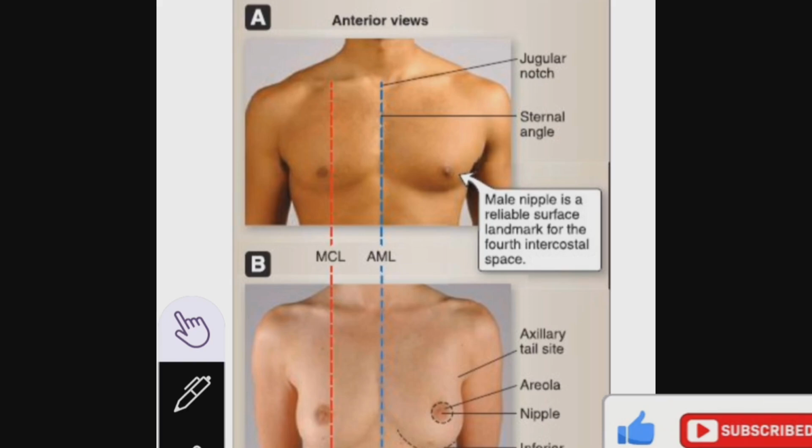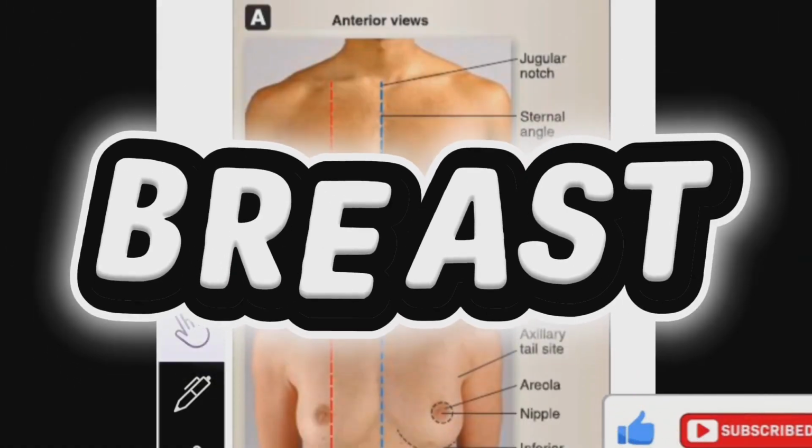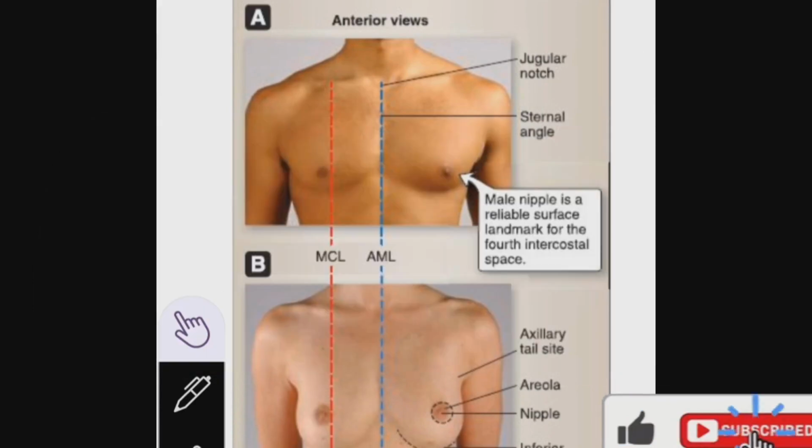Moving on, we quickly talk about the anatomy of the breast. The breast, also called the mammary gland, is a modified sweat gland that is located in the superficial fascia of the pectoral region. It is present in both sexes, but is rudimentary and non-functional in men, but is fully functionally developed in females for lactation.